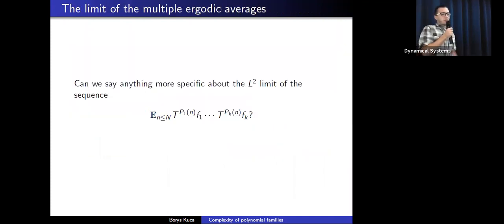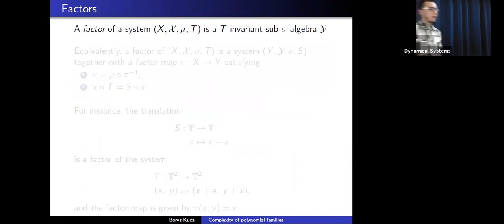So this brings us to the following question. Can we say anything more specific about the L2 limit of such sequences? And this is the question on which I will focus today. And the answer is yes, of course, otherwise we wouldn't be here sitting and listening to this talk.